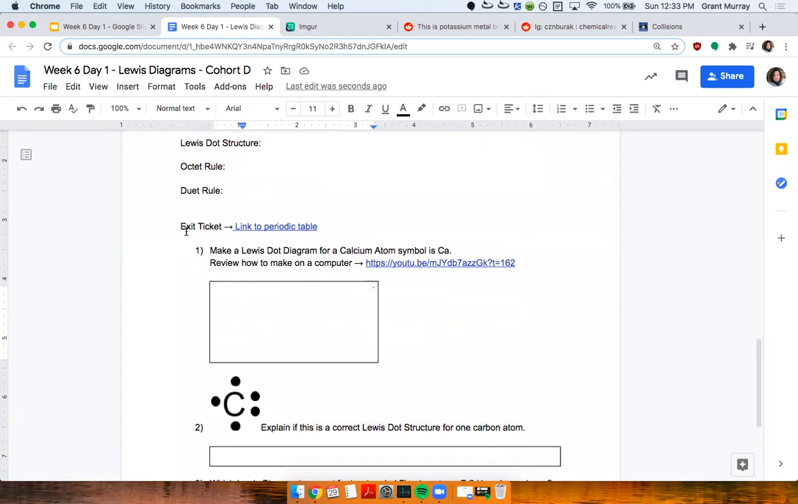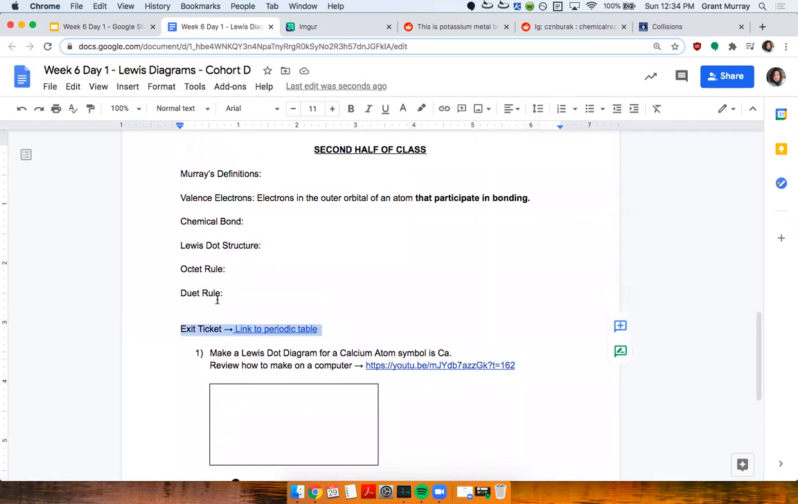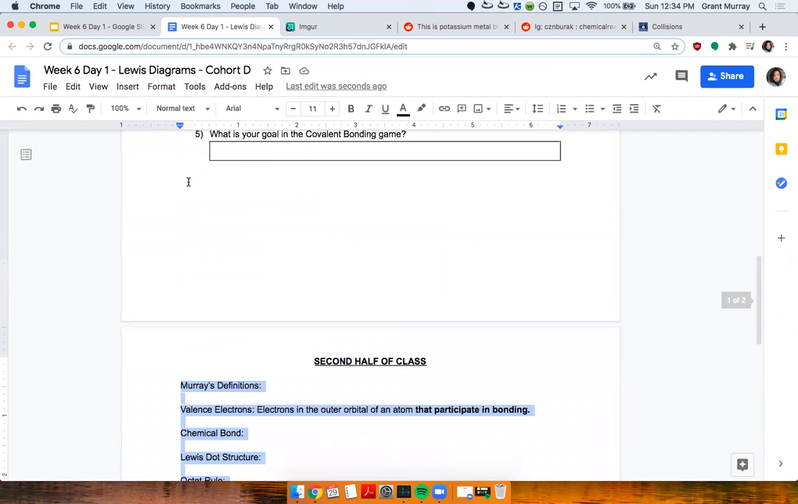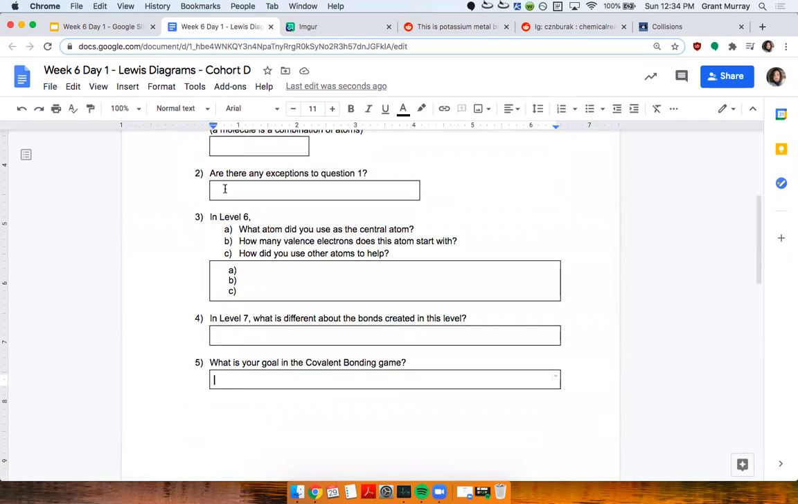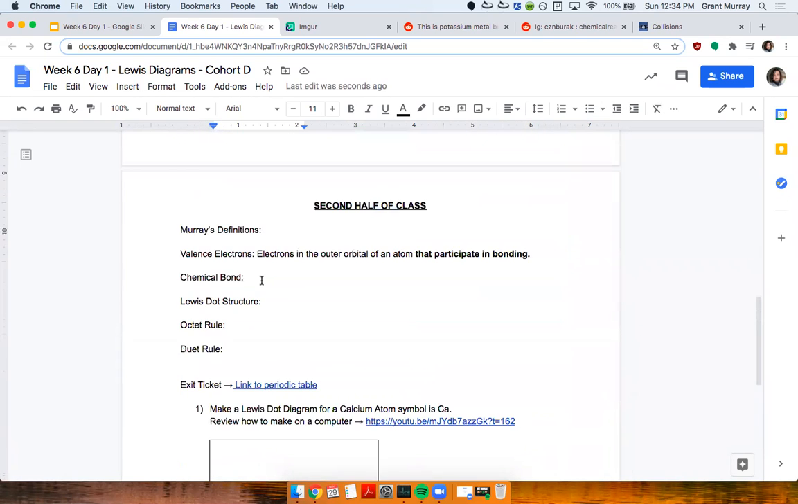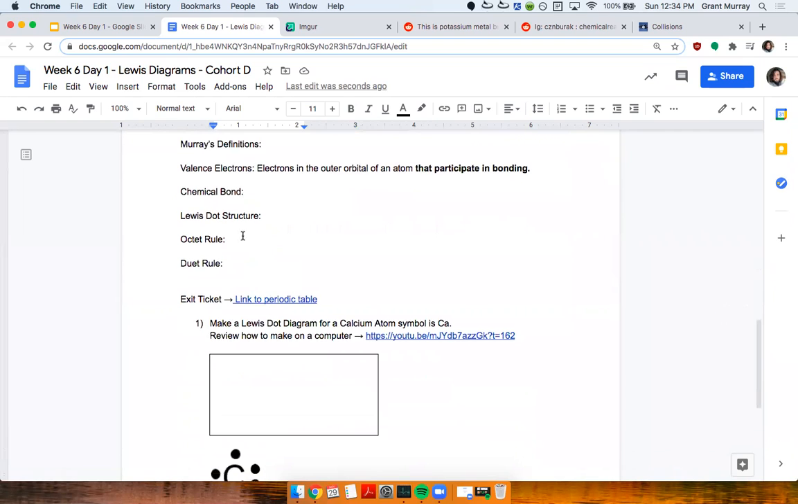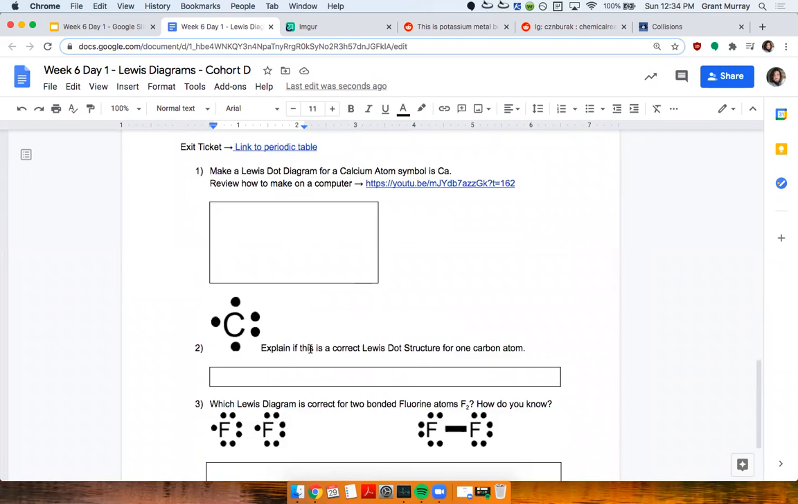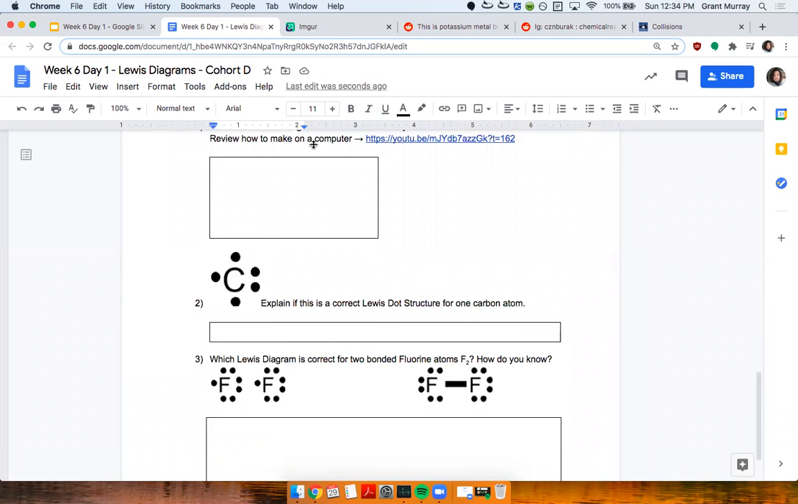Again, I'll remind you that I'm not grading this exit ticket if I see lots of blanks up here in the definitions and if I see blanks up here. If you just turn in the exit ticket without doing all the other work, I'm not going to grade it. You have to do the work in order for me to grade it.